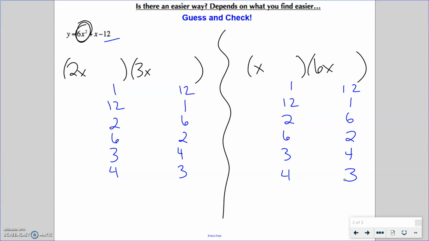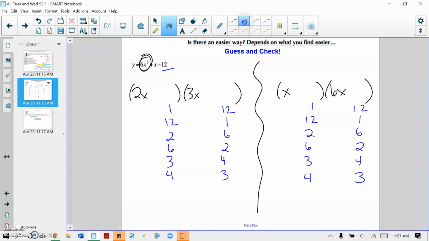Then what you're going to start doing is just trying out numbers. So for example, I'm going to use the eraser a lot, so if I put the 1 here and the 12 here, 1 times 3x, this is going to be 3x plus 24x. That's not going to help me get 1x in the middle, so I'm not going to work with that. That's definitely not going to happen. But we need to try it the other way as well.